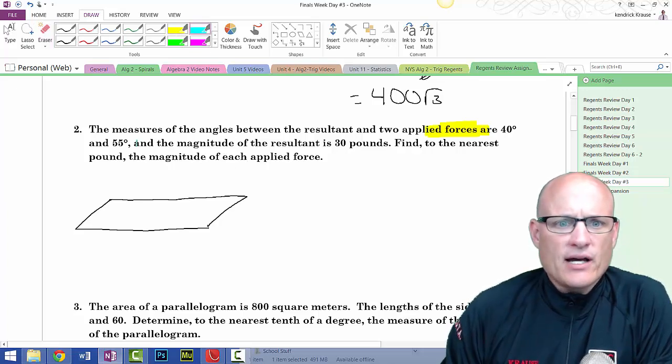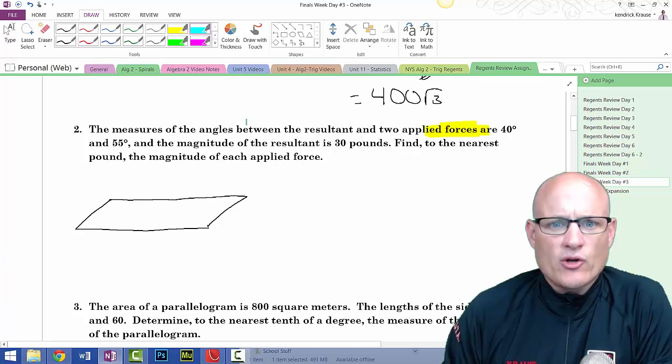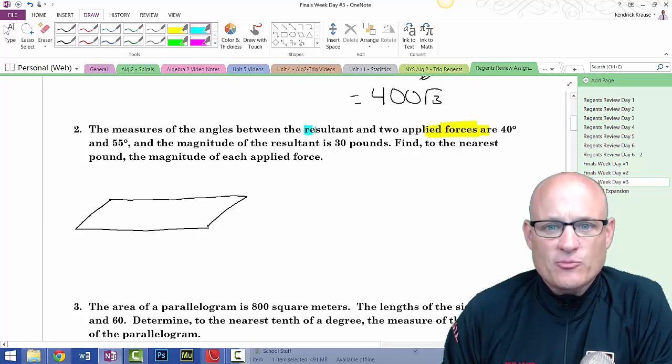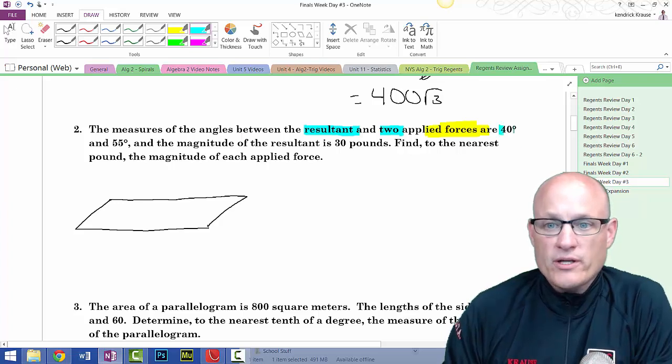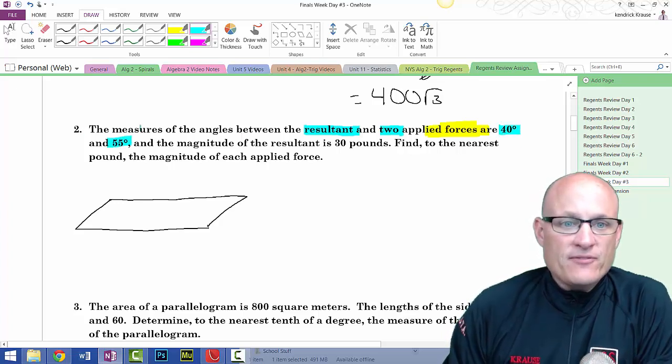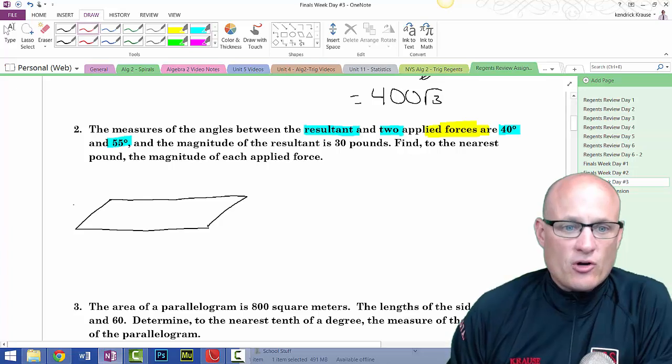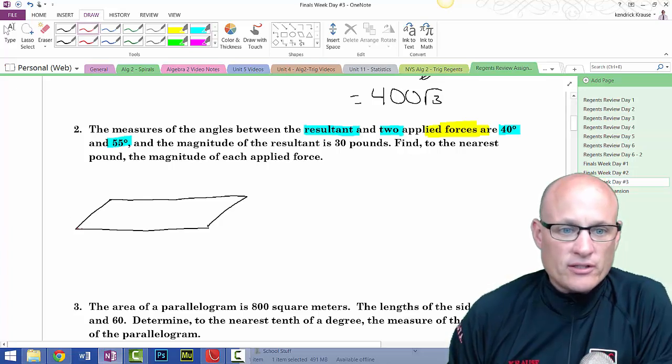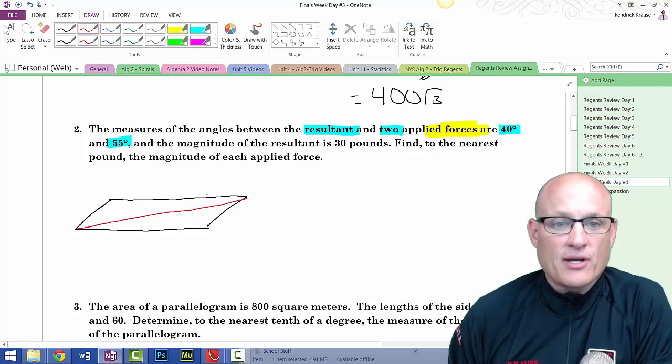Let's see. We've got, now wait a second. The angles between the resultant and the two applied forces are 40 and 55 degrees. So what I'm going to have to do is draw in the resultant. Now the resultant is this diagonal, right? We've done this a million times, I'm sure.